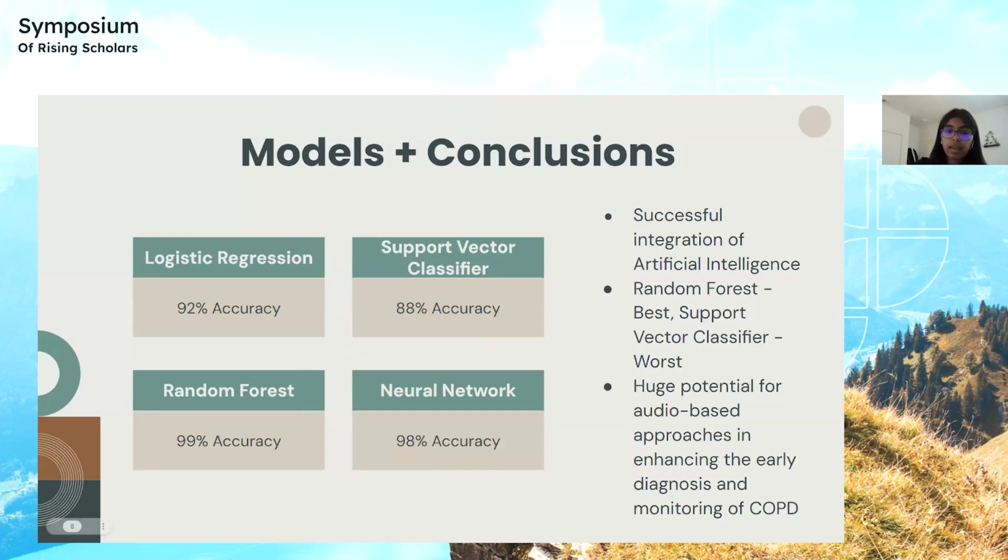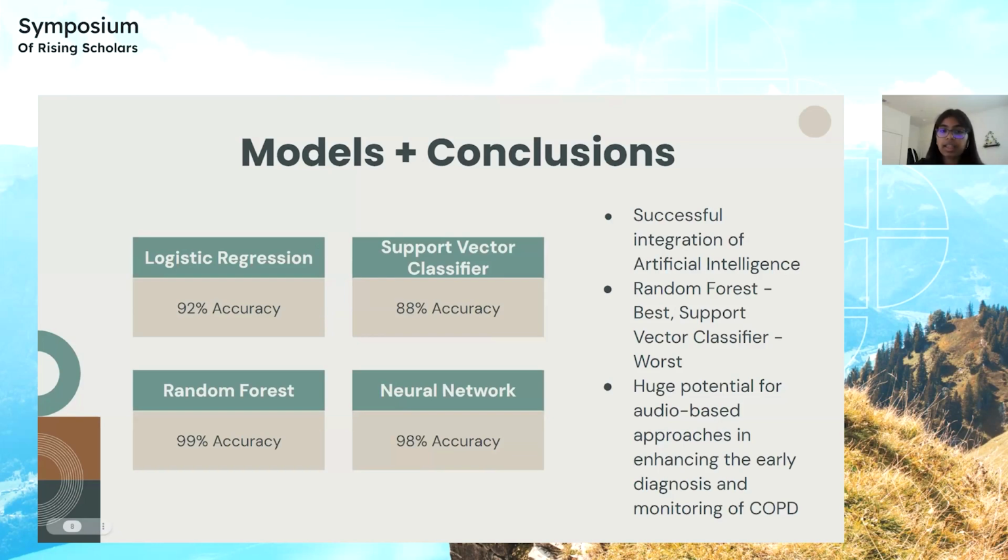Third was the random forest model, and the random forest model is an ensemble learning method that builds multiple decision trees and combines their outputs to improve accuracy and prevent overfitting. And this was able to achieve the highest performance with 99% accuracy and high performance metrics in the other ones as well.